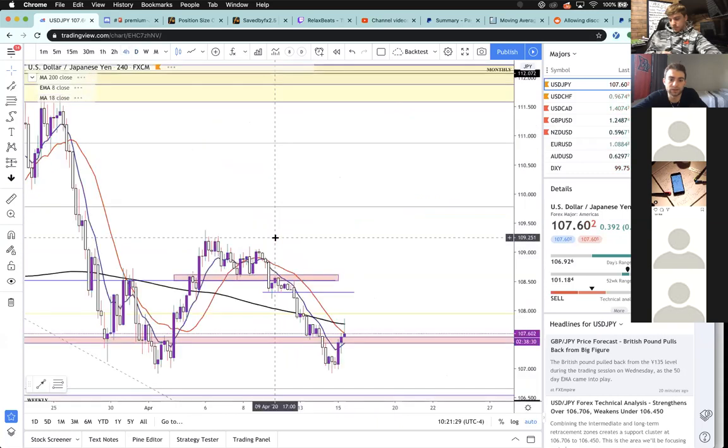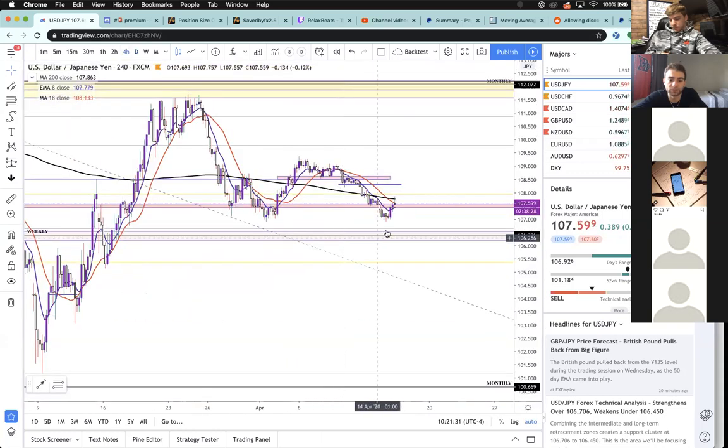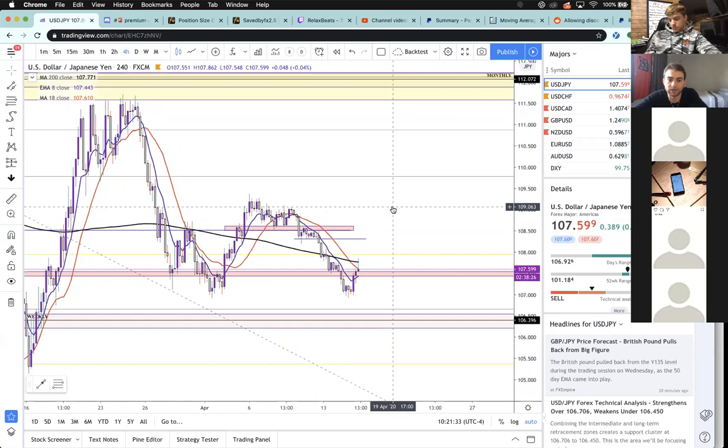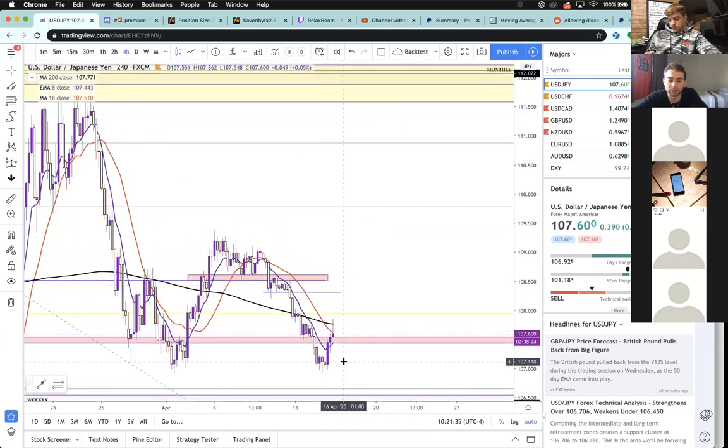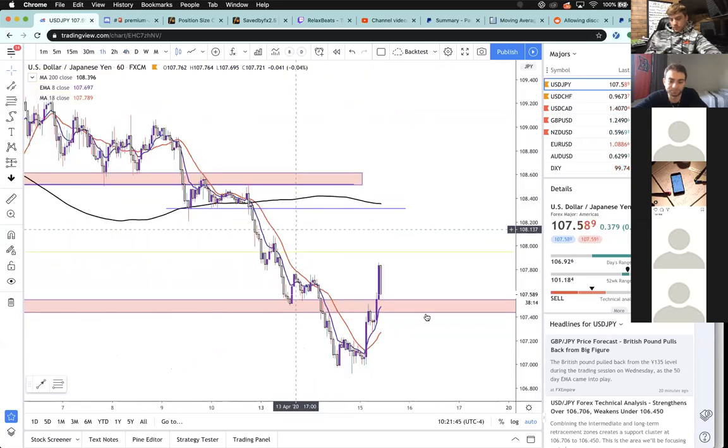As you can see, we're getting a little bit of a pullback right here. I'm just going to continue to go down time frames though. As you can see, this 200-day moving average sort of lasting here as like the last point of resistance for this. So let's go down to the 1 hour though.